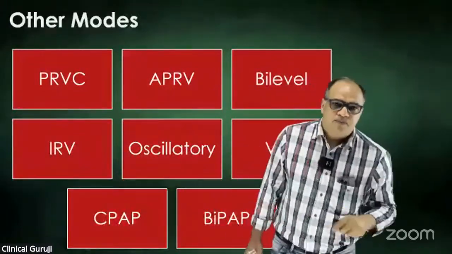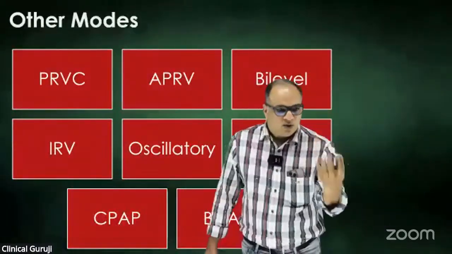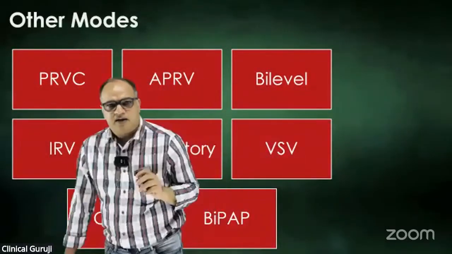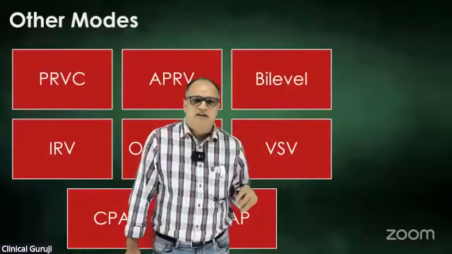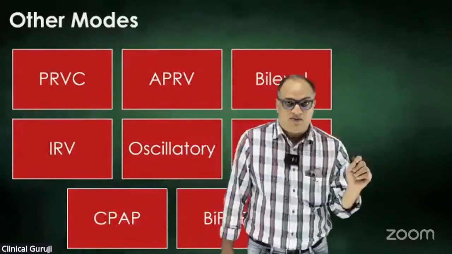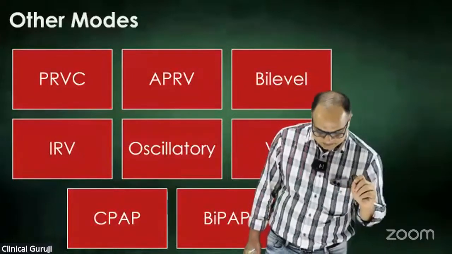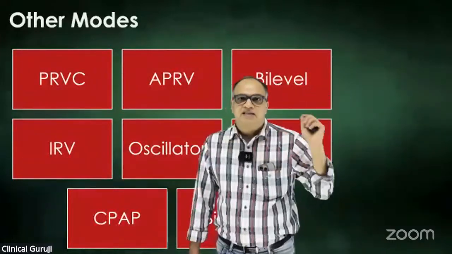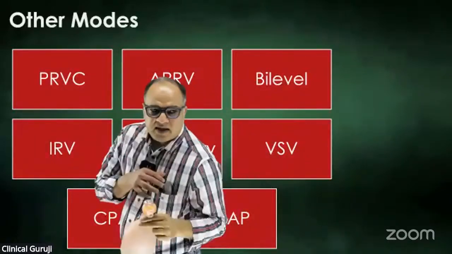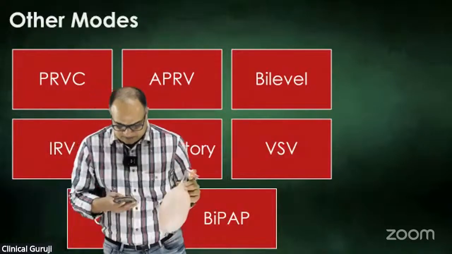Are we together here? Now there are other modes also which I am not going to cover in this class because I'll try to finish this class in about 45 minutes to 1 hour. There are other complicated modes like APRV and bilevel. But let's understand one more thing, which is an important concept. We decided CMV, SIMV, PSV. If there is any problem with this, tell me, then I'll shift to a different concept.